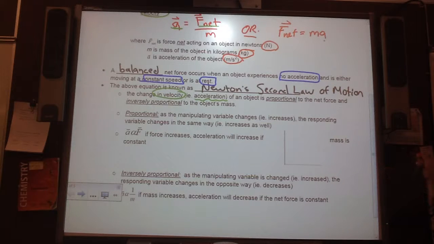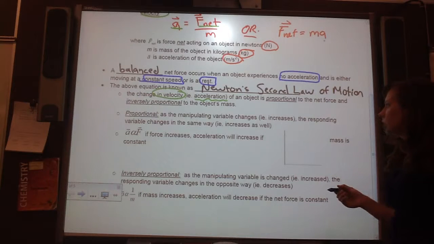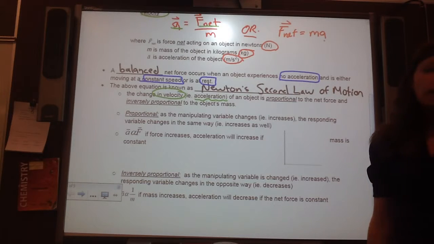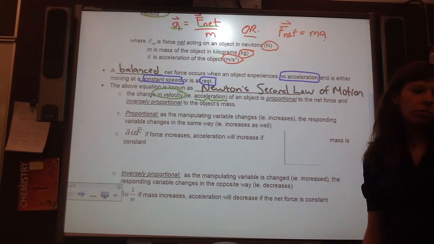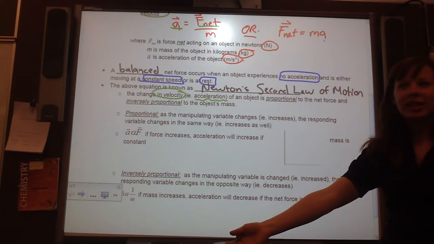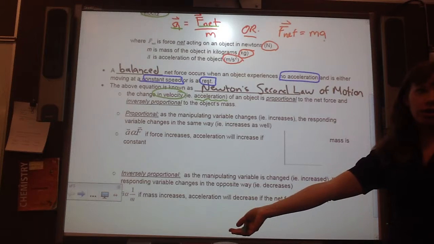Okay? Now, when it's proportional, as the manipulated variable changes, the responding variable changes the same way. That's what proportional means. So, for example, if I eat more chocolate bars, I will get fatter. How many chocolate bars I eat is proportional to me gaining weight. Okay? That's what proportional means. As one increases, the other increases too.